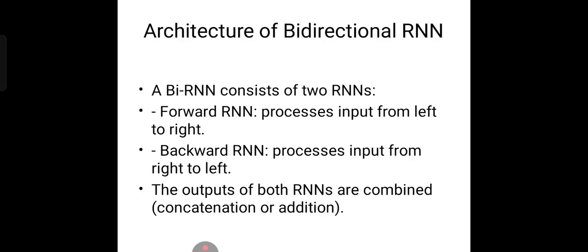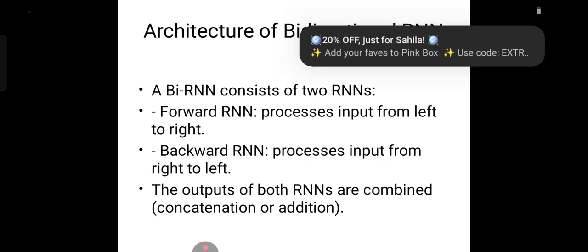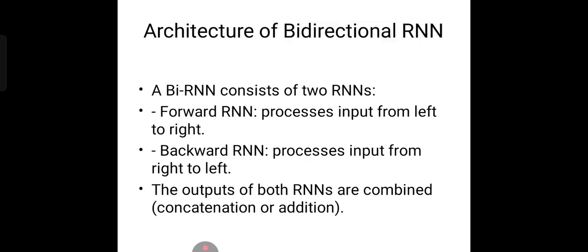The bidirectional RNN consists of two RNNs, a forward RNN and a backward RNN. The forward RNN reads the input from left to right and the backward RNN reads the input from right to left. Both the outputs are then combined, either by concatenating them or by adding them. This combined output is what the network uses for prediction. By capturing the information from both sides, the model becomes more powerful.